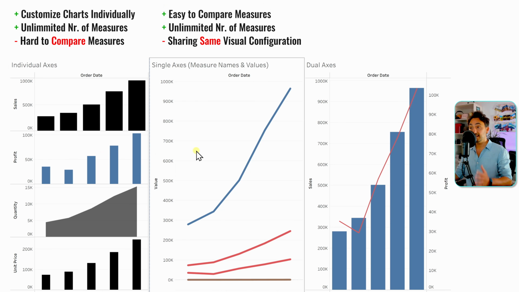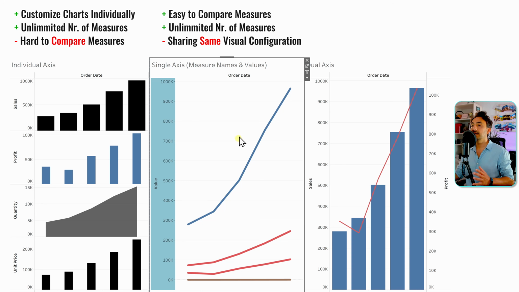That's why we have the second method, where we can compare all those measures together using one shared or single axis. And we can create such visualizations using the measure names and the measure values. So we have only one axis and we can have multiple measures sharing the same axis. Well, the main benefit over here is that we can add as many measures as we want, and as well we can compare those measures better than method 1 since they share the same axis.